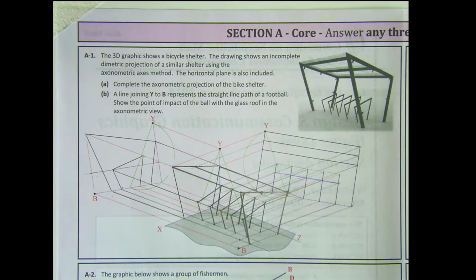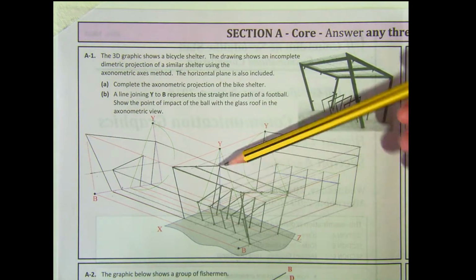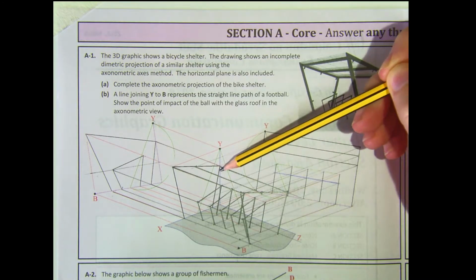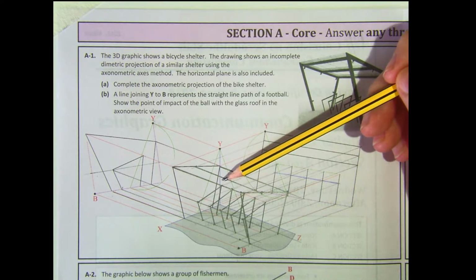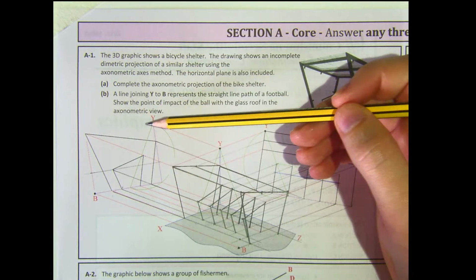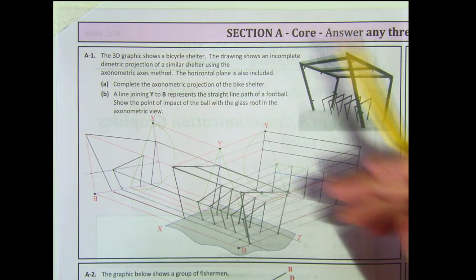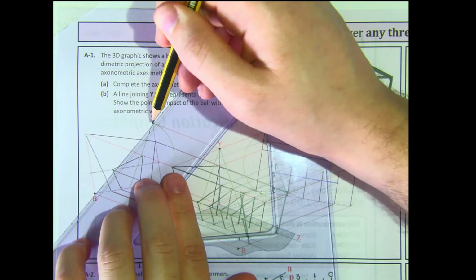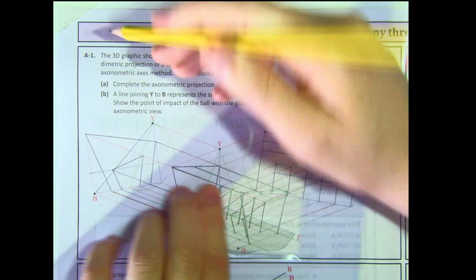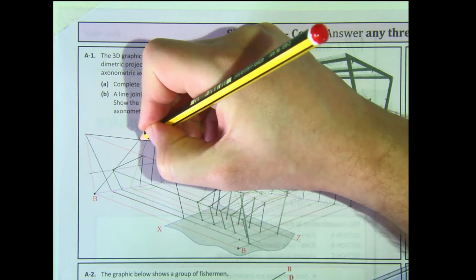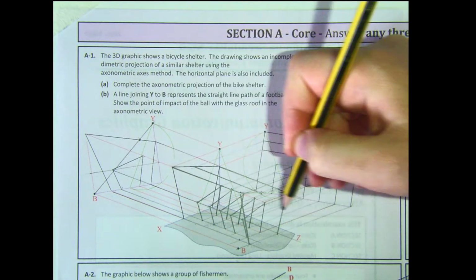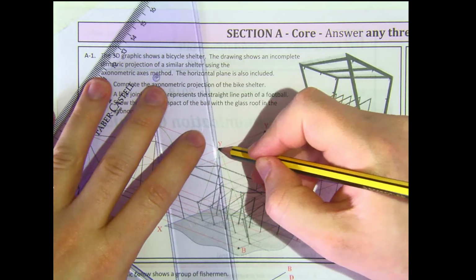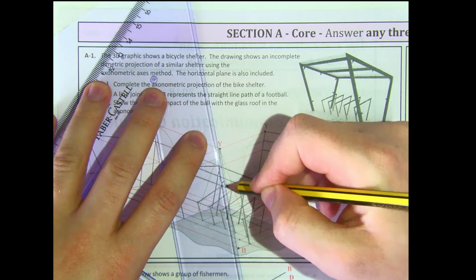Second part of this question is we've got the flight path of a ball going from Y to B that needs to pass through the roof here somewhere. They give us Y and B in the end view, so we're going to use that. So joining Y to B, we can see where it hits the roof. So it's going to hit it at this point, but that doesn't show us how far along the roof it is here.